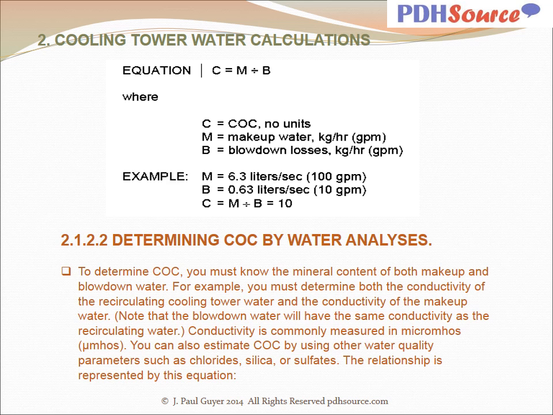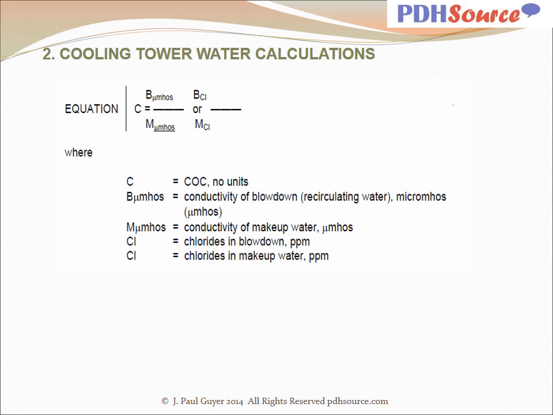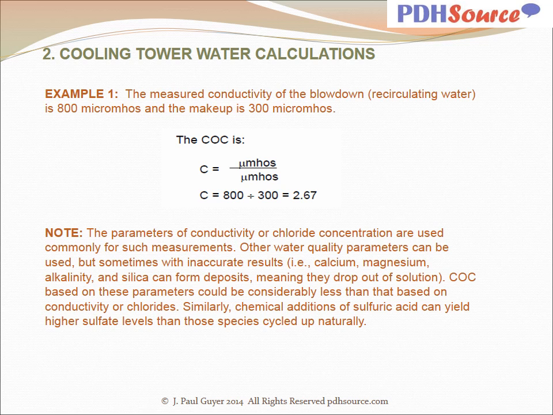You can also estimate COC by using other water quality parameters such as chlorides, silica, or sulfates. The relationship is represented by the following equation indicated on this slide, number 39. Example 1: the measured conductivity of the blowdown recirculating water is 800 micromhos and the makeup is 300 micromhos. The cycles of concentration is calculated as indicated on this slide.